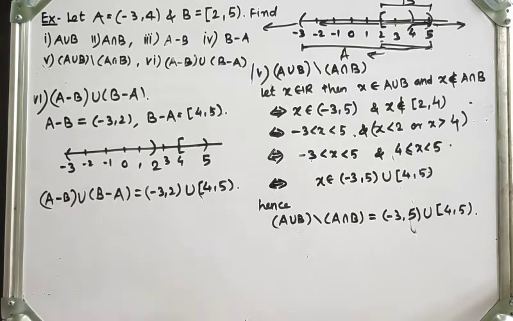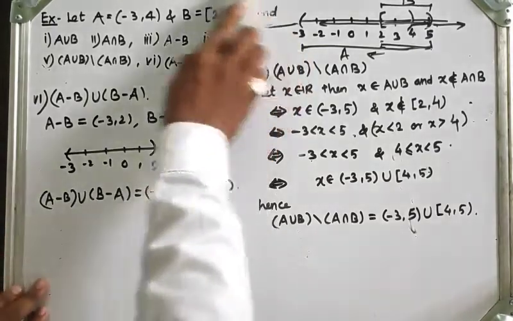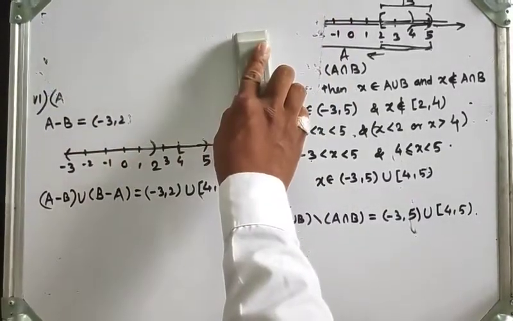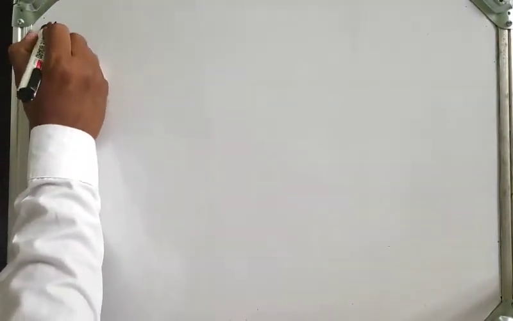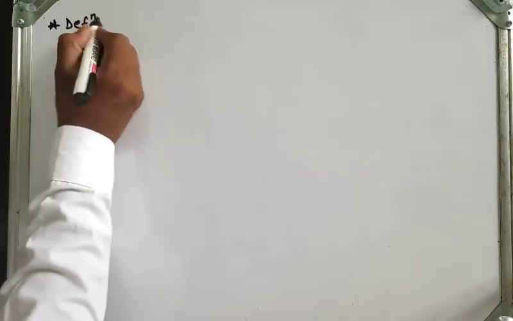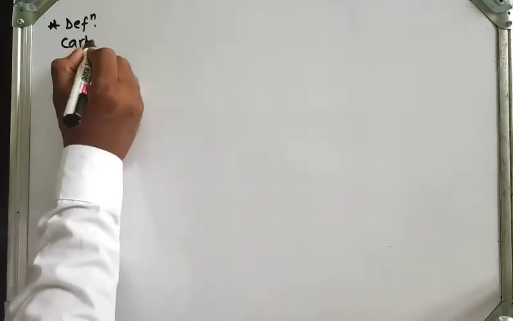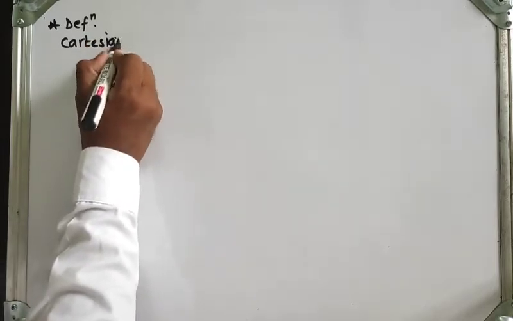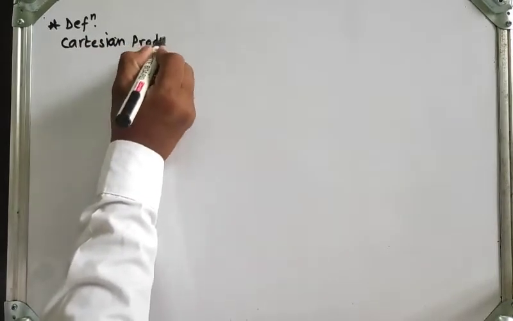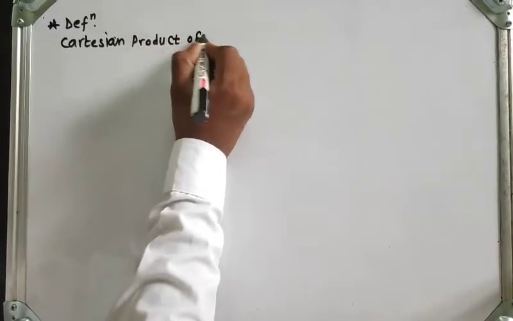Now next we will see the Cartesian product of two sets. So, Cartesian product of sets. Next definition: Cartesian product of sets.